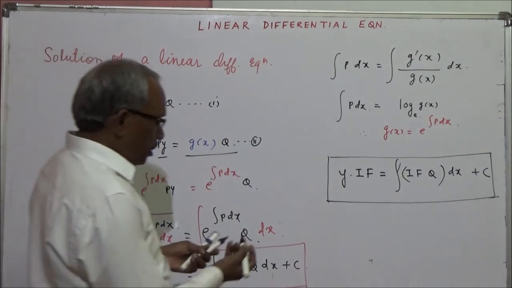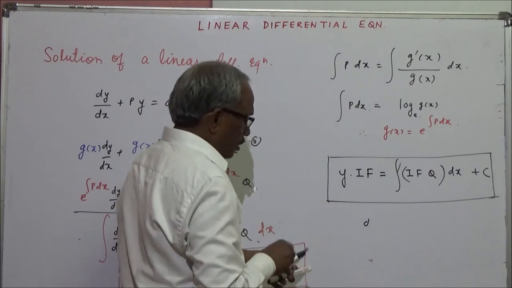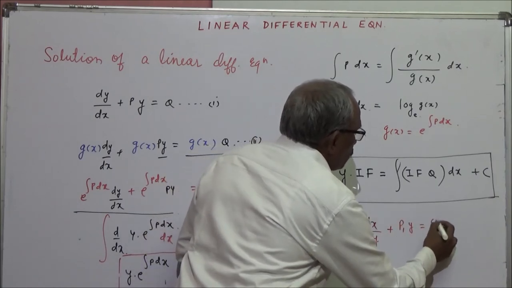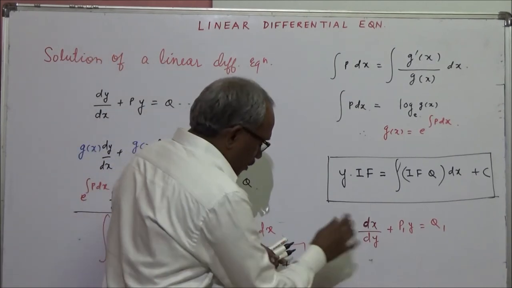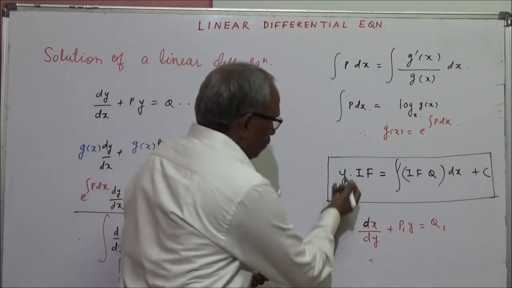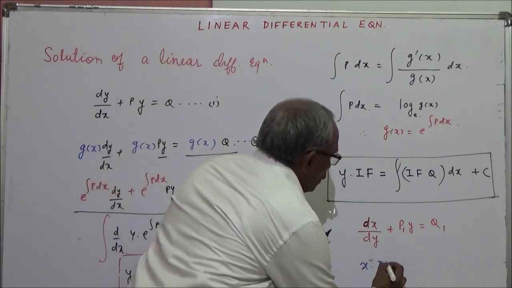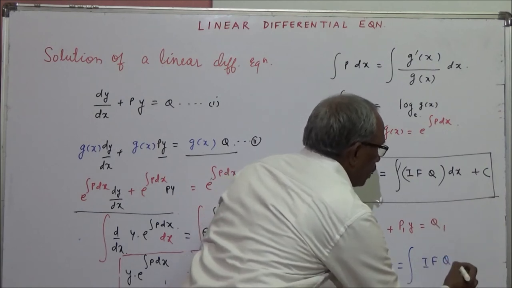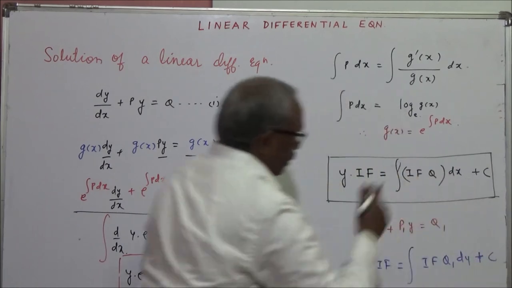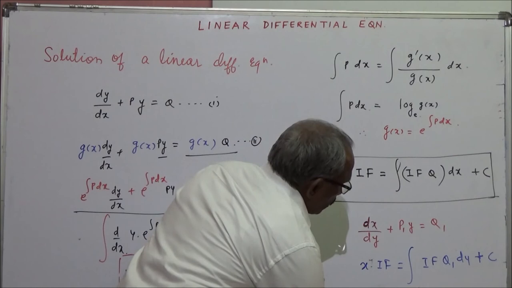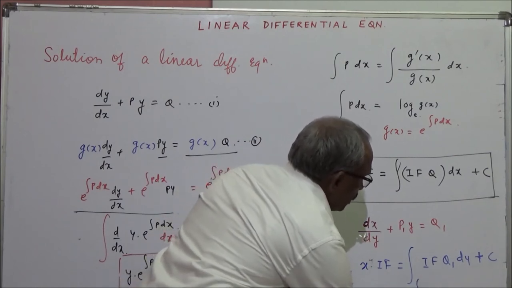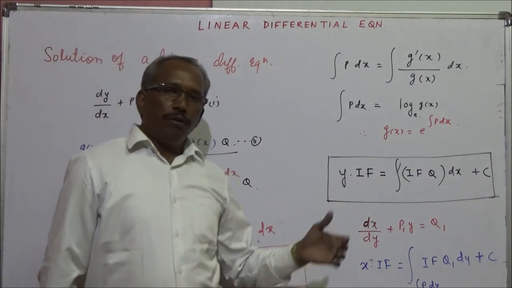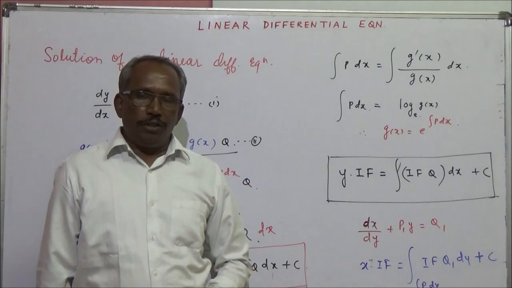Suppose the given differential equation is of the type dx upon dy plus p1 y is equal to q1. The solution of this differential equation becomes: instead of x write y, and instead of y write x. So it is x into integrating factor is equal to integration of integrating factor into q1 dy plus c. Here the integrating factor will be e raised to integral p1 dy. So in this way we can find the solution of a linear differential equation. Okay, thank you.